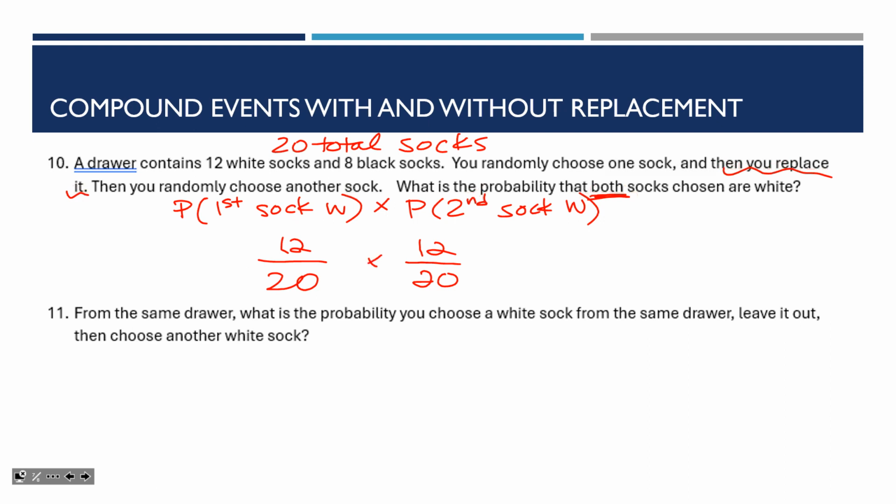I've got to multiply these. And it actually might be easier for me to reduce these fractions first before I multiply. 4 goes into 12 and 20. And so I'm going to actually make this 3 over 5 times 3 over 5, which is 9 over 25. And if you had just multiplied and then reduced, you would have still gotten the same answer. So that probability is 9 out of 25.